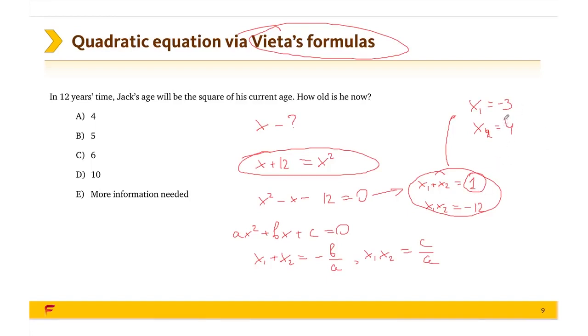Moreover, if we're gonna plug in those numbers in the original equation, we'll see for x equals minus 3, for example, 3 squared plus 3 minus 12 equals 0. Well, that's correct. And then 4 squared minus 4 minus 12 equals 0. Well, that's correct again. But of course, age cannot be negative, right? So in mathematics, that would be all right, but in common sense, that will just be stupid. So we're going to cross this one out, and then we claim that the answer is 4. So now Jack is 4 years old.